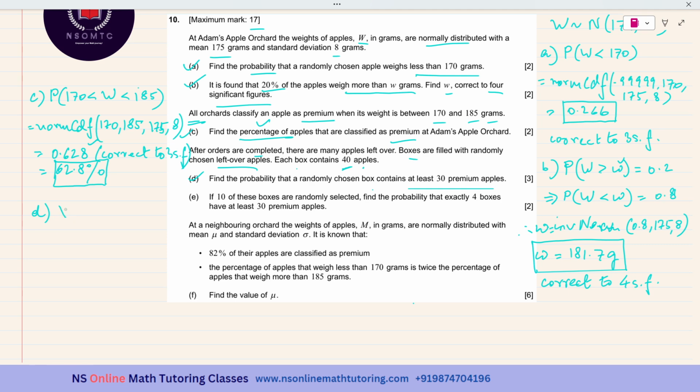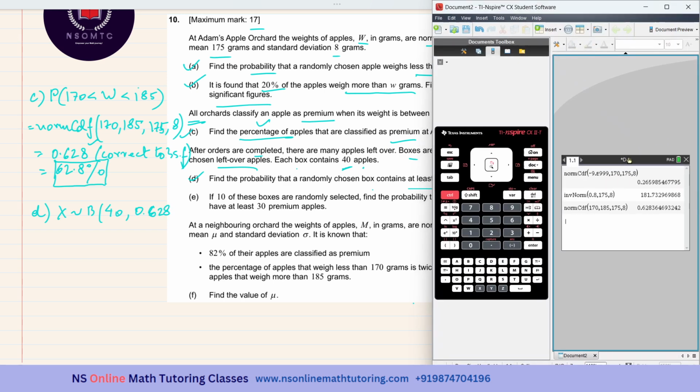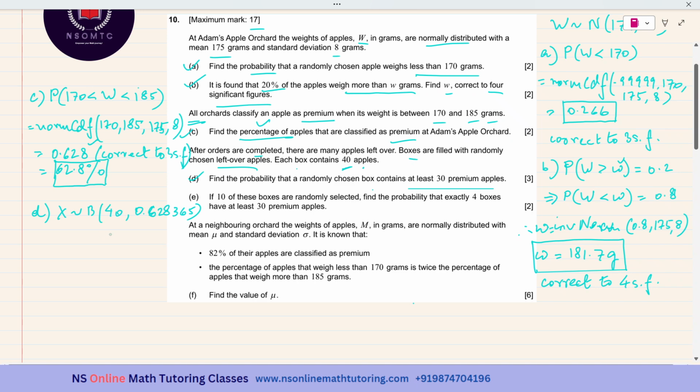So let X be the binomial distribution variable, with number of trials 40, and X will give us the number of premium apples present in a randomly chosen box. The probability of success will be 0.628, and let me take 2 or 3 more digits, say 0.628365. Now we have to get the probability that at least 30, meaning 30 or more, so X greater than or equal to 30.